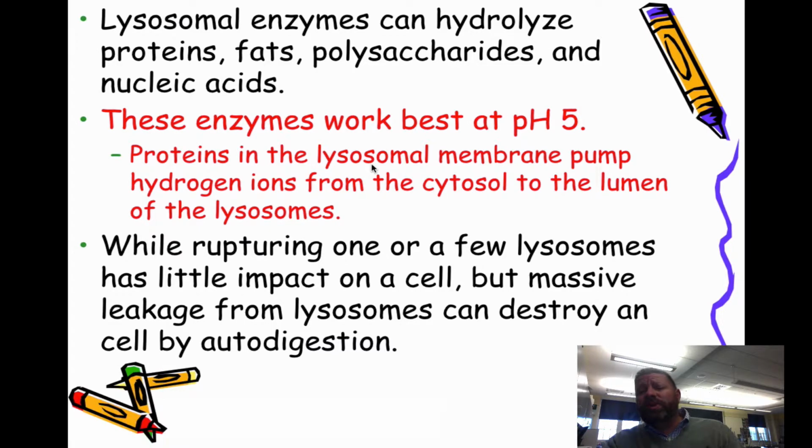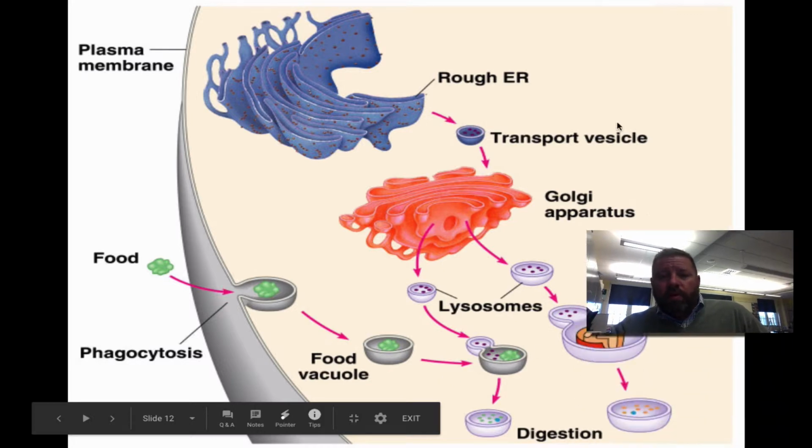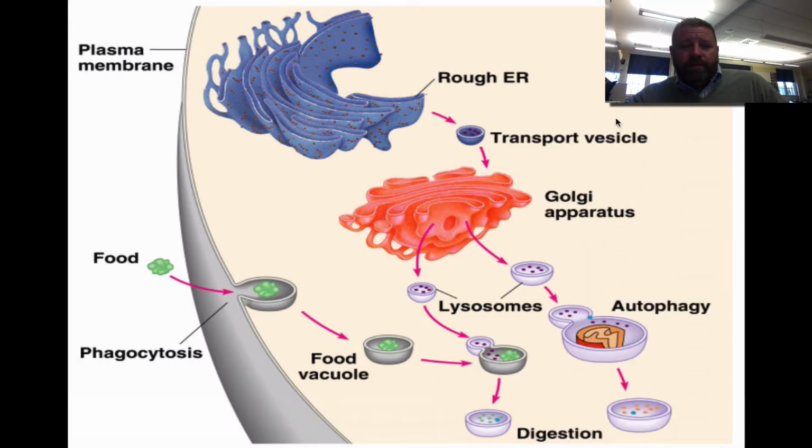The cells in those areas are programmed to die at certain times when they get hormonal signals from the brain. In the case of all of us, we have no webbed fingers and toes because the lysosomes in those areas actually cause those cells to die. All right, this picture is probably the most important part of this whole presentation.